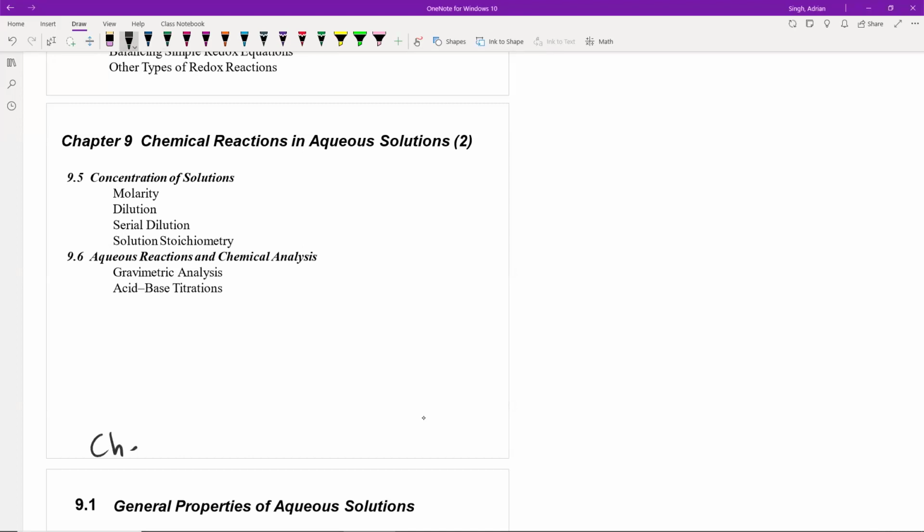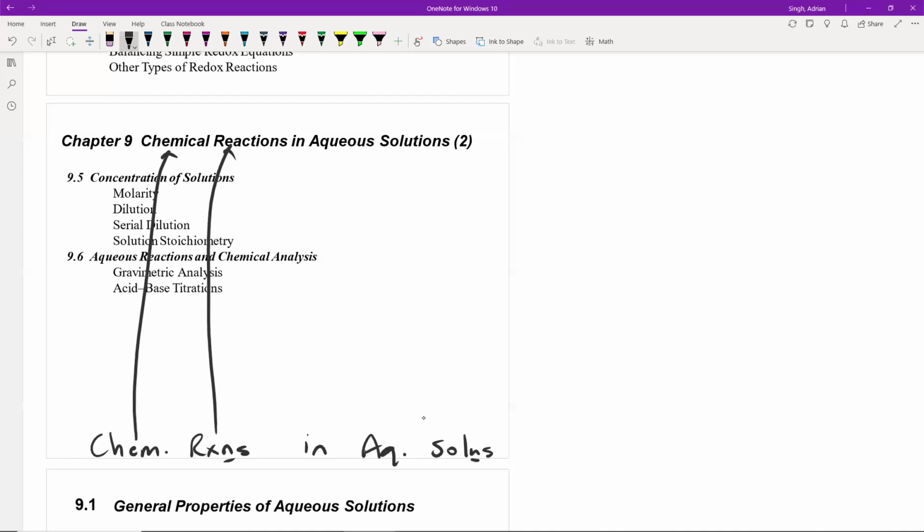All right, so let's put some abbreviations. We can say chemical reactions, so reactions, rxns, in aqueous, AQ, in solutions, I'm going to abbreviate it SOL. Okay, so that's chemical reactions in aqueous solutions. I'm going to use those abbreviations from this point onwards.